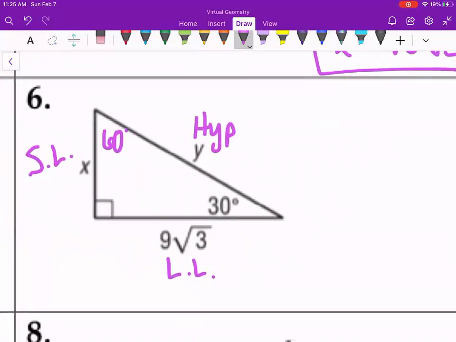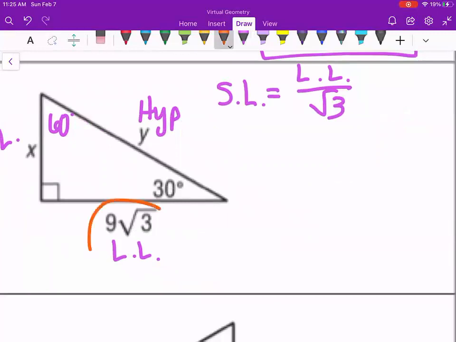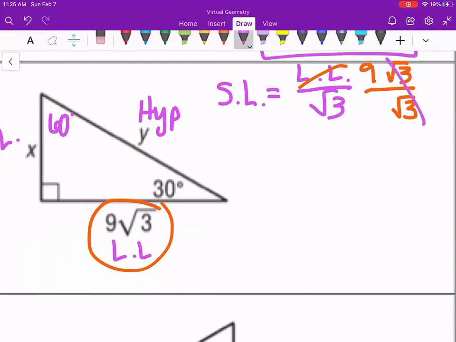Now let's keep going. Your short leg, we need to find first, which is supposed to be the long is what they give us. So long leg divide by square root 3. So my long leg is 9 square root 3. We're going to divide that by a square root 3. The radicals cancel. Only thing we're left with, so our x is equal to 9.